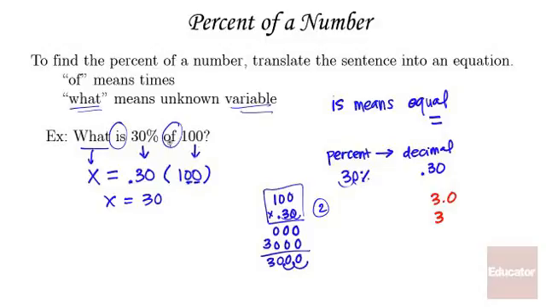So what is 30% of 100? That's 30. 30 is 30% of 100. Okay?